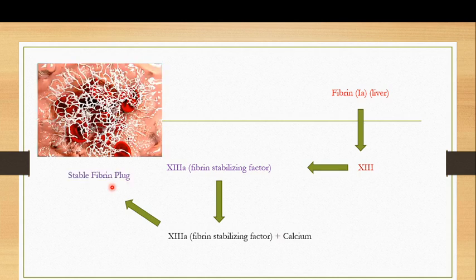As you can see over here, the fibrin monomers combine with each other to give you that polymeric structure. Factor 13 is going to cross-link them, and when they are cross-linked with each other, the fibrin plug gets stabilized, and that is going to stop bleeding from the damaged blood vessel. So this is all about the extrinsic pathway.